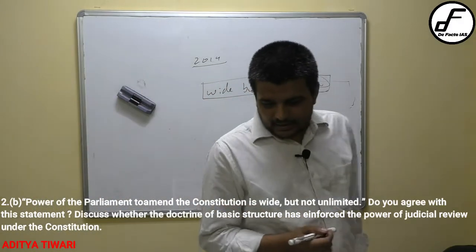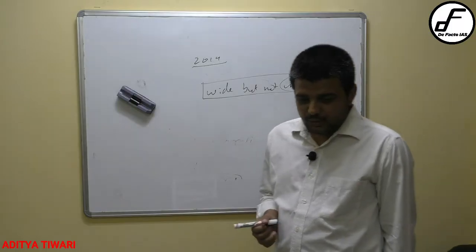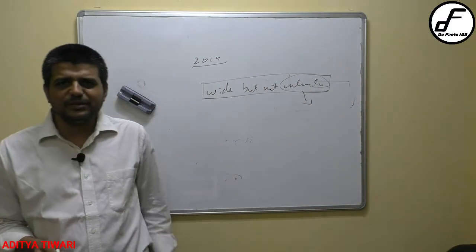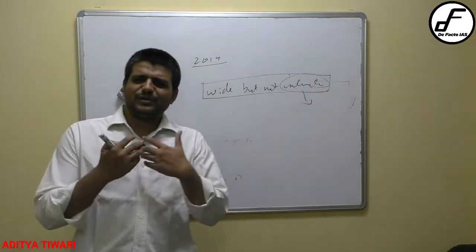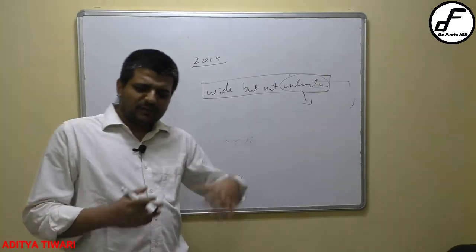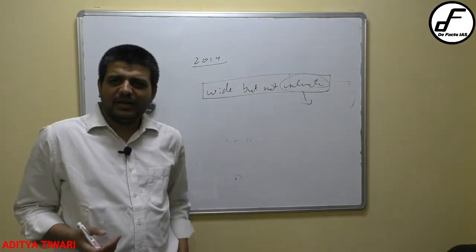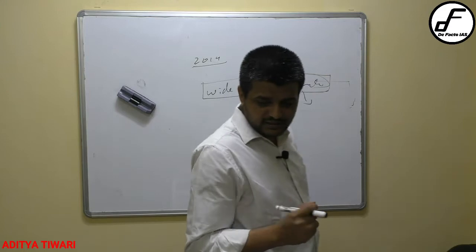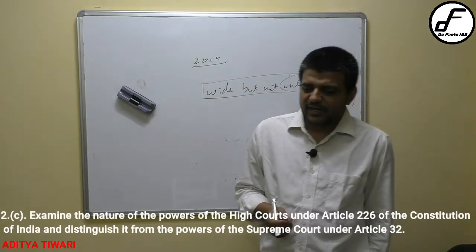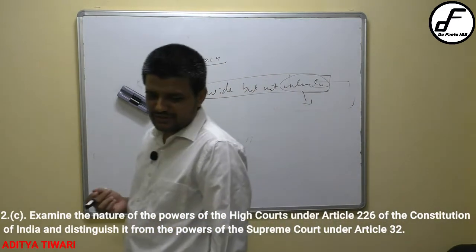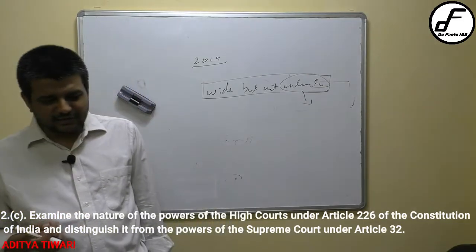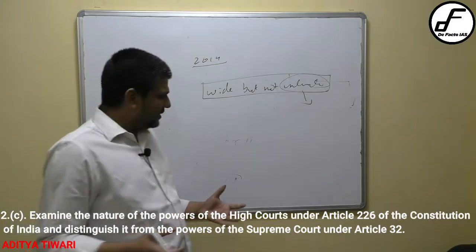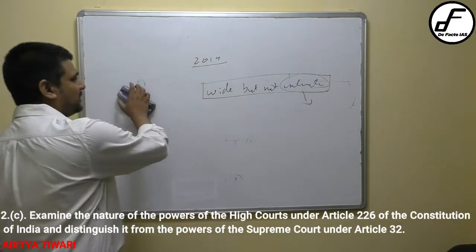Now let us come to question number 2C. This question number 2C again is a very interesting question, right? It basically asks you a very typical question that is always asked: you have to write the connection between Article 226, writ jurisdiction of the High Court, and Article 32. Examine the nature of the power of the High Court under Article 226 of the Constitution of India and distinguish it from the power of the Supreme Court under Article 32. If you are a serious law student, you must be knowing this.